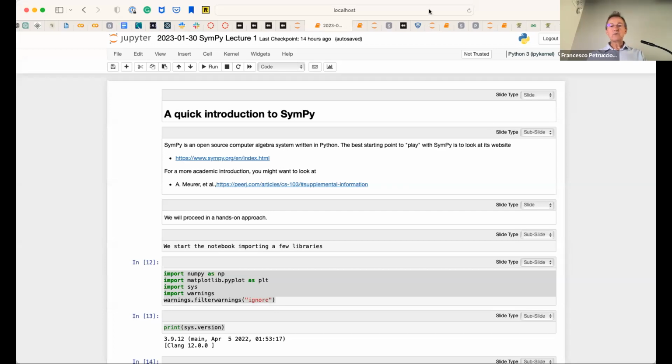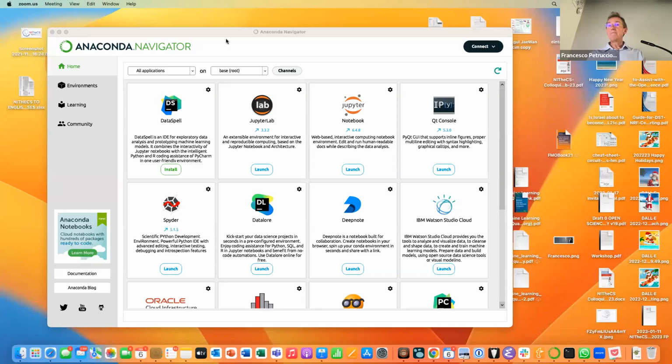No, sorry. I need to share Jupyter. Where is it? Let me do it. I just shared the desktop. Sorry, it's easier. Can you see it now?